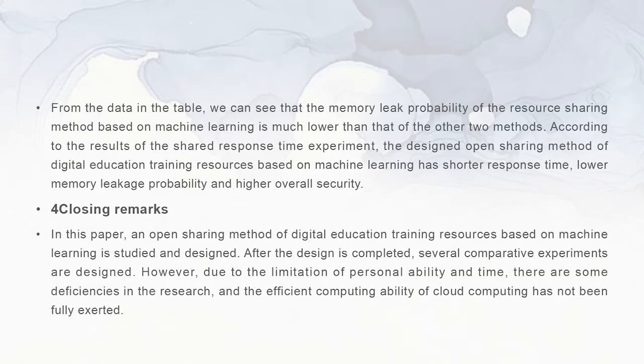From the data in the table, we can see that the memory link probability of the resource sharing method based on machine learning is much lower than that of the other two methods. According to the results of the sharing response time experiment, the open sharing method of education and training resources based on machine learning has a shorter response time, lower memory link probability, and higher overall security.